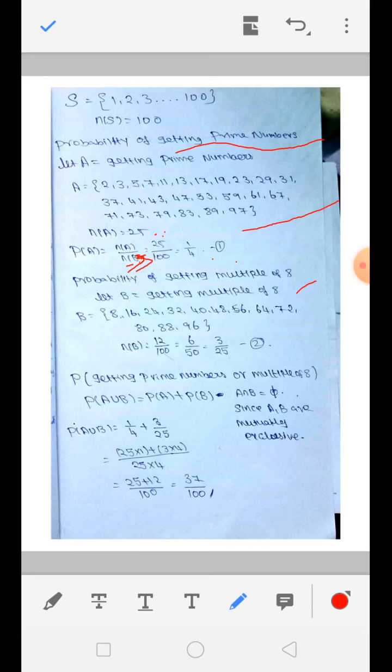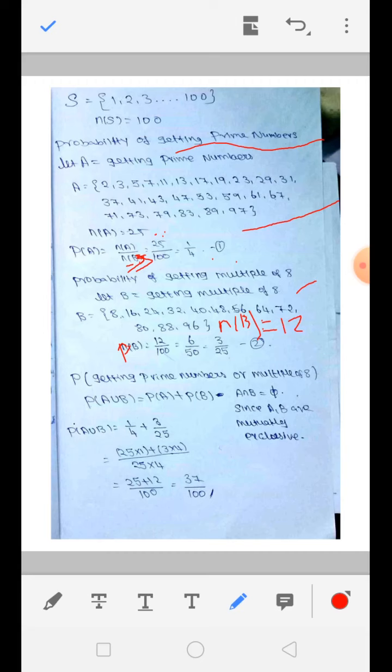Then I am finding the number of B. So I just write here, number of B is equal to totally 12 terms. Okay, 12. So I just found the B values. So the total number of B is equal to 12.